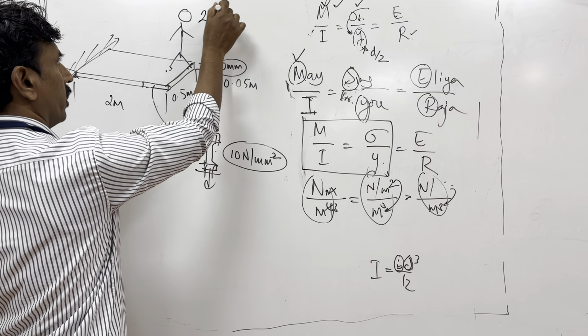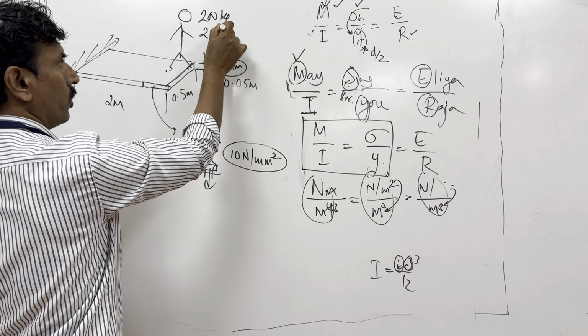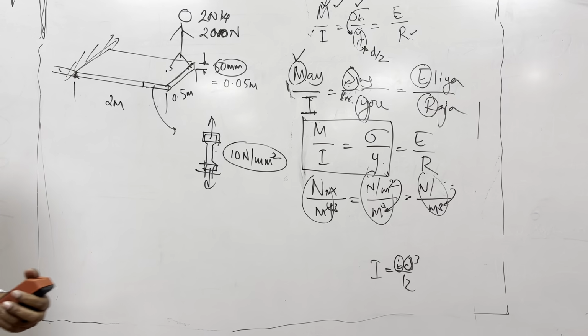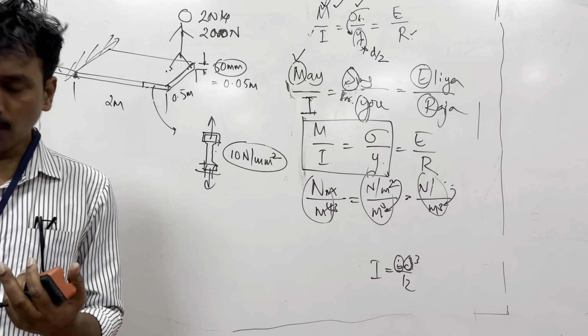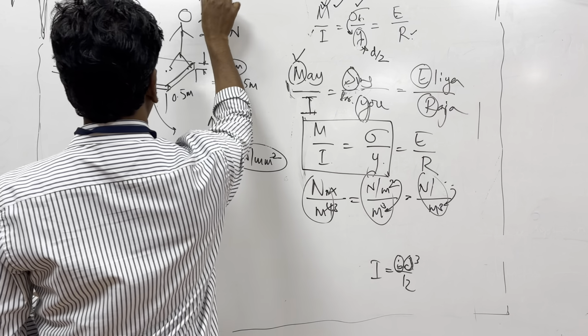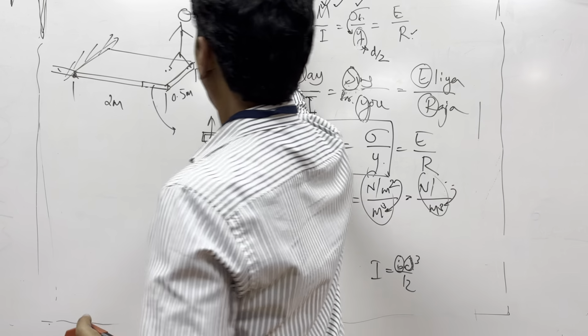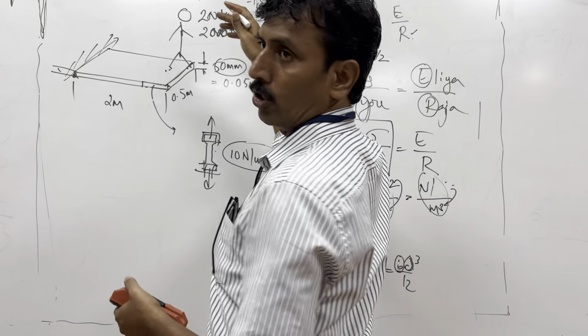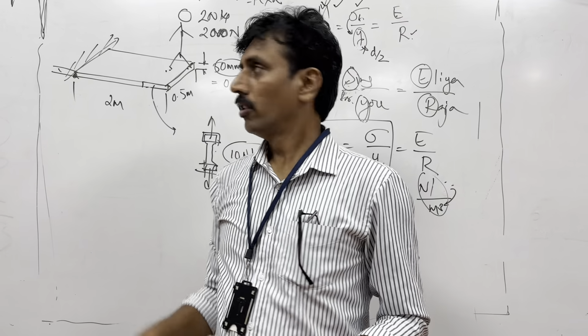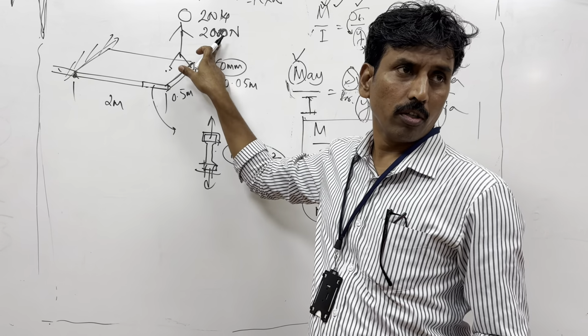This weight of the person can be 200 kgs, which is approximately 2000 newtons. 1 kg is 9.81 newtons, multiplying by gravity. So you know force is equal to m into a, mass into acceleration due to gravity. So 2000 newtons is the force.